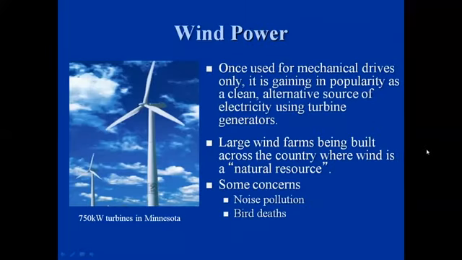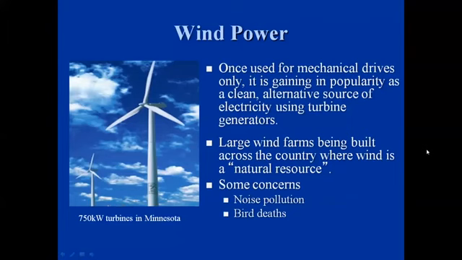Wind power once was used for mechanical drives only. It's gaining in popularity as a clean alternative source of electricity using turbine generators. You know, the old windmills, as they were called, were used on farms to draw water up from aquifers to serve as wells on their land. And way back, they actually did things like grind flour and corn and those types of things.